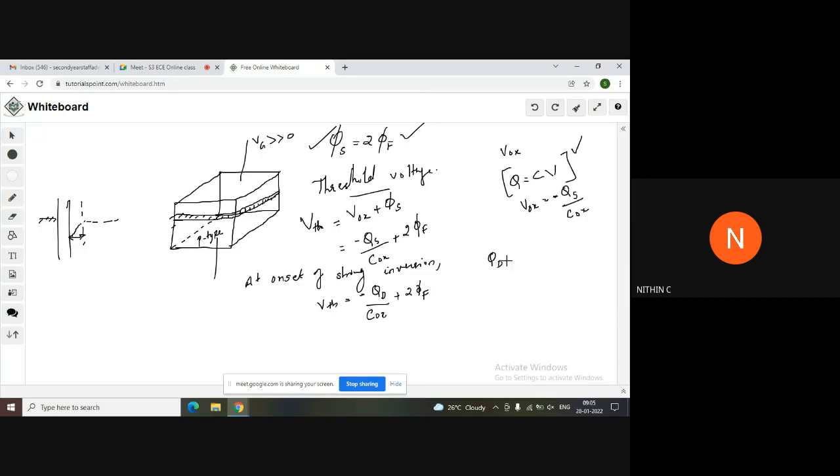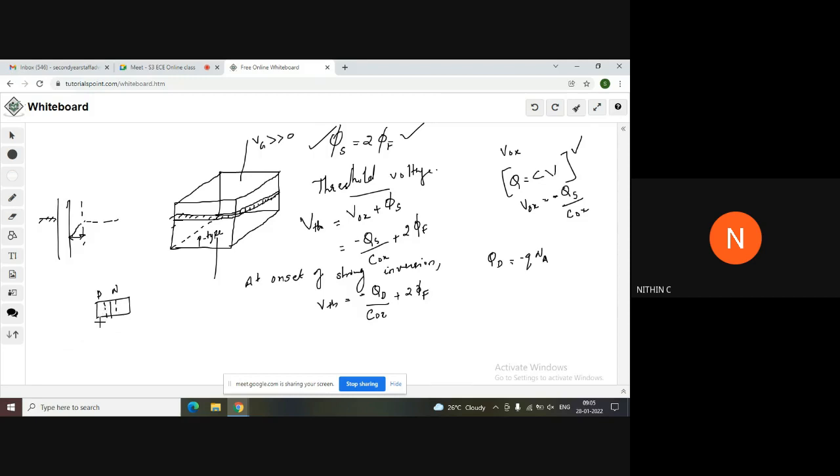Charge can be written as, since we have already mentioned that we are considering a p-type semiconductor, we can take it as total charge. Define the charge density as minus Q into Na, since it is p-type. So here in this p-type depletion region, which immobile charge ions will be present, negative immobile ions or positive immobile ions?